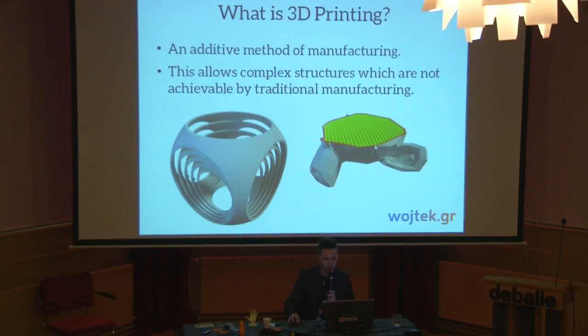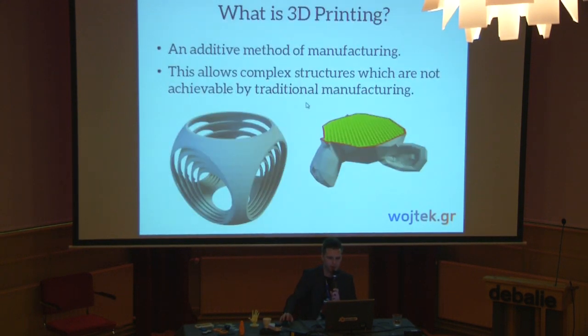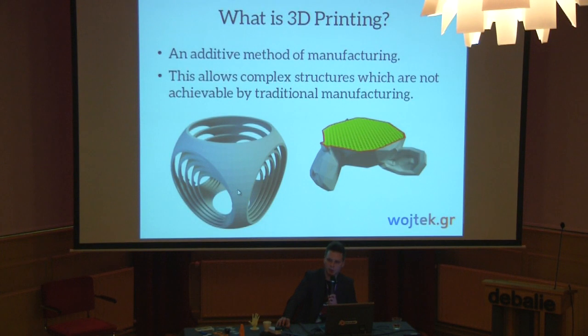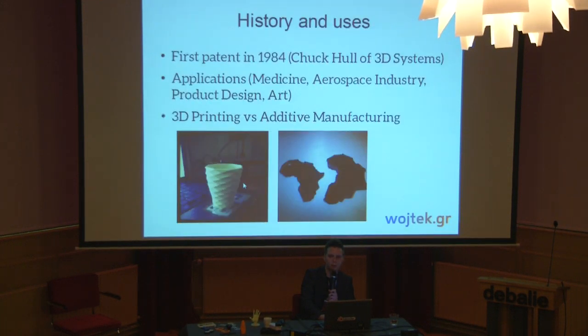So what happens is you start at the first layer, it prints a shell around the whole object. That's where it looks pretty, and inside it's a mesh, so you don't waste too much material, kind of a support mesh. Okay? And this object here on the left can be 3D printed as well, but I just gave it as an example. It's more complex, and there are some constraints I'll talk about later. Okay? So just a quick history.